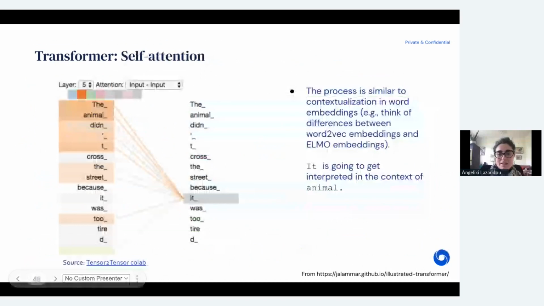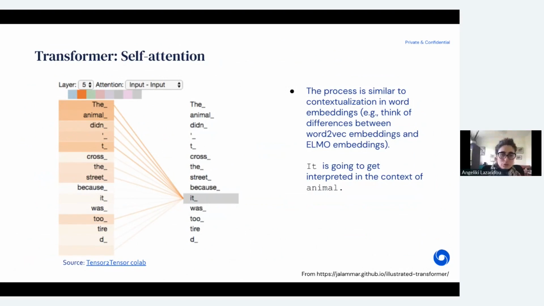Now, the self-attention. Conceptually, self-attention is very intuitive, a very simple operation. And the process that self-attention follows is actually very similar to the contextualization in word embeddings. So, for example, think of the differences between Word2Vec and ELMo embeddings. ELMo embeddings is the contextualized version of Word2Vec.